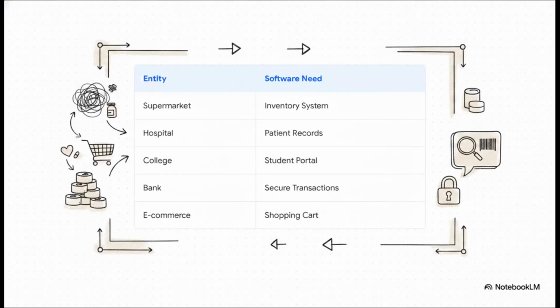To really get this, let's build some empathy. Just picture a hospital for a second. Imagine the absolute chaos and, frankly, the danger of a medical center trying to manage patient records, allergies, and bed assignments without a centralized, reliable database. Or think about a supermarket trying to manually count every single can of soup on the shelf every night. That's basically like counting grains of sand on a beach. These common software needs aren't just technical requirements, they are absolute lifelines for these organizations.